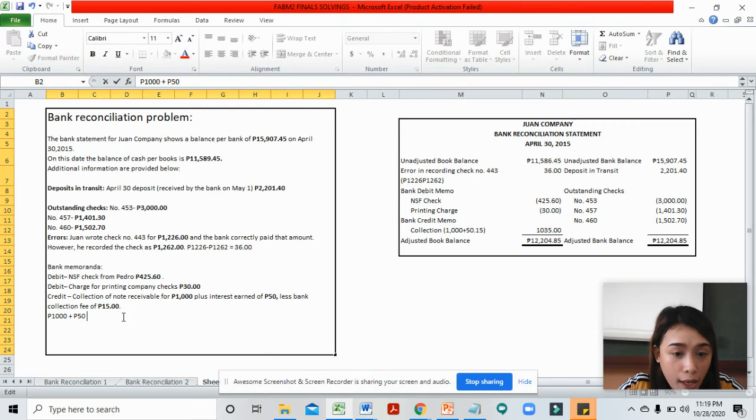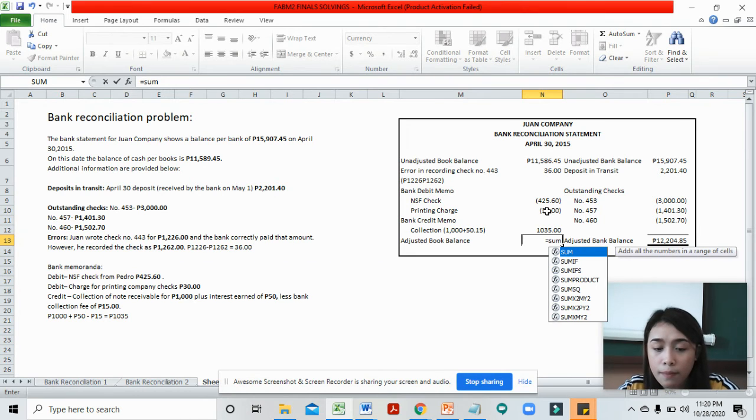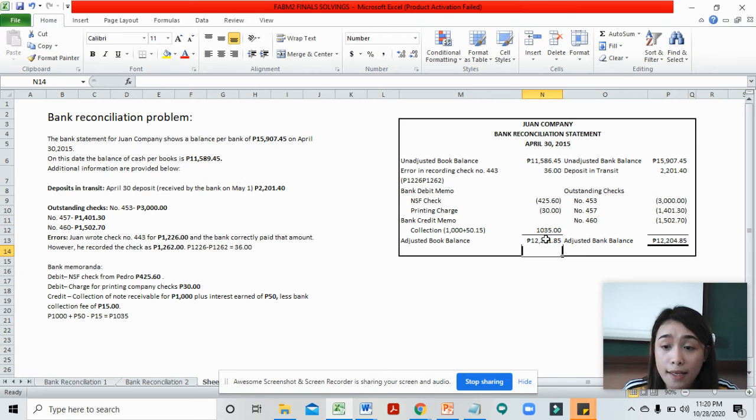So you also have your less bank collection. Less means minus, so how much should we subtract? That's 15. So less 15 pesos is equal to 1,035. Okay? So that's how we got it. If you're going to compute this one, I gave the value, but you just have to find the sum. So given here, that is our answer.